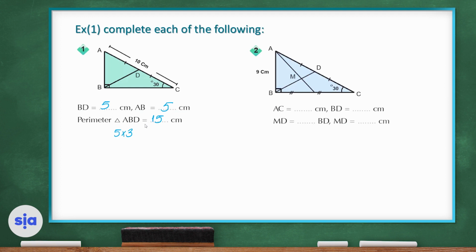In question 2, as given, AC is double the BD, which is also double the AB. So AC is 18 centimeters long, where BD is equal to AB, then it's 9 centimeters, and MD is 1/3 the BD. So MD is 1/3 the 9, which is 3 centimeters.